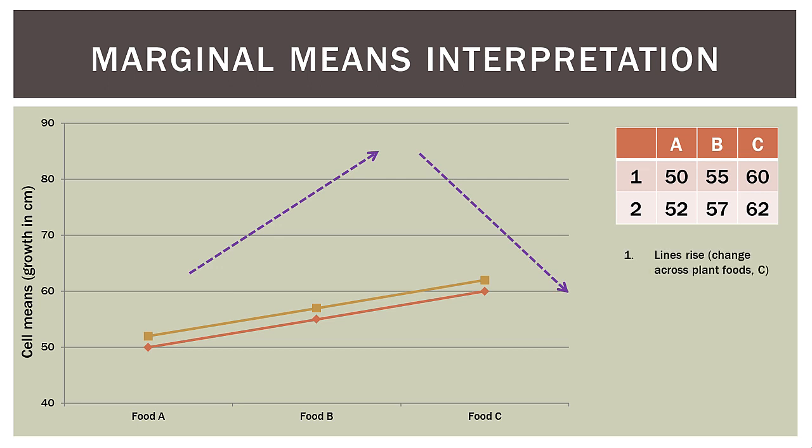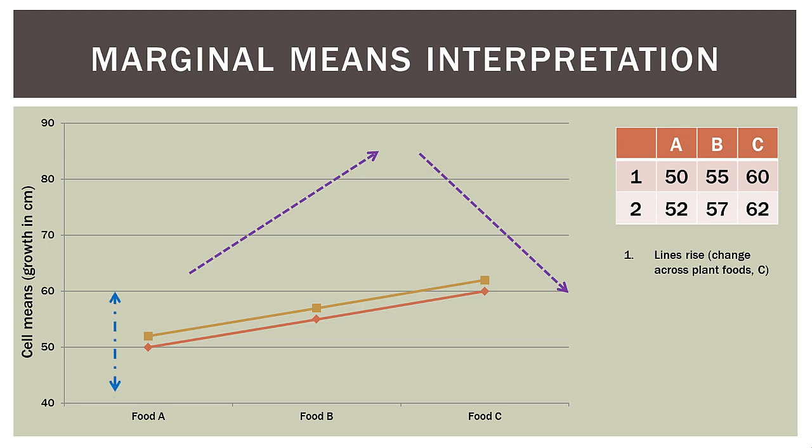Well, the lines rise. So in this case, there is some change across the plant foods. So plant food A seems to be the lowest in growth, plant food B seems to be the next highest in growth, and plant food C seems to be the highest in growth. There is change across the columns as we go from A to B to C.